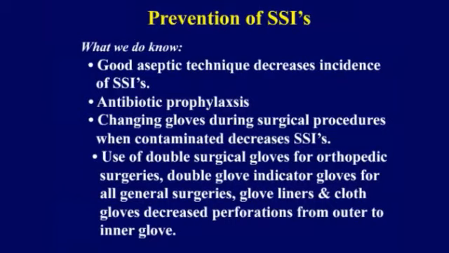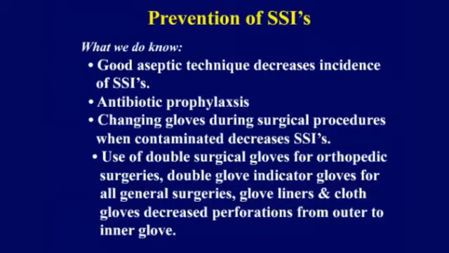Second is antibiotic prophylaxis. We have data that shows that when antibiotic prophylaxis is used at the right time and the right dose prior to surgery, there is a lower rate of surgical site infections. Third, changing gloves during the surgical procedure when contaminated has been shown to decrease surgical site infection. When healthcare workers are aware that they have contaminated and they change their gloves during the surgical event, we can decrease the rate of contamination, and therefore decrease infection.